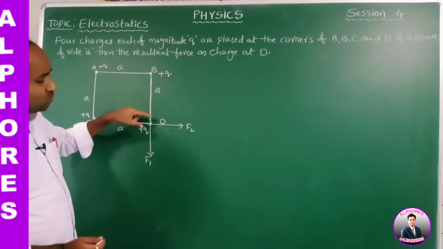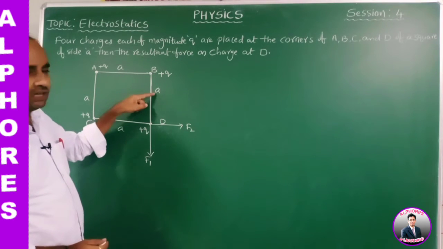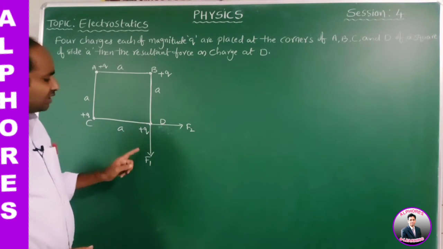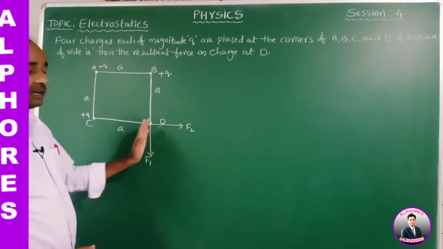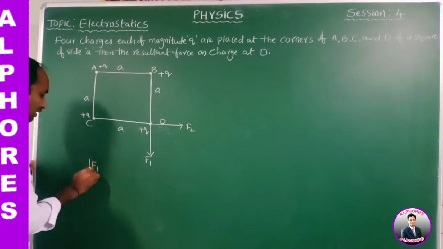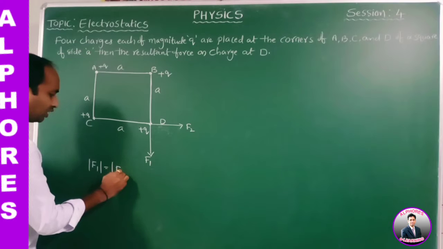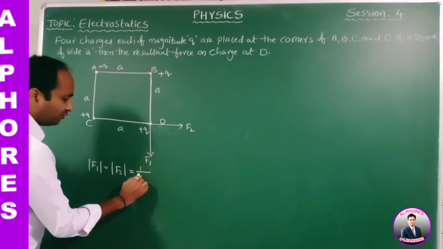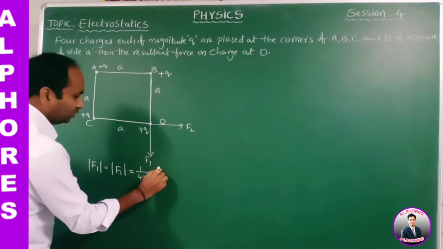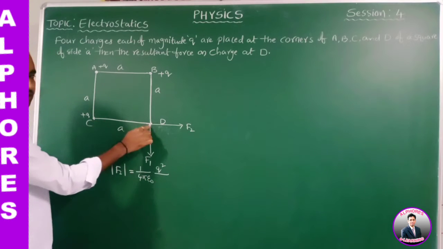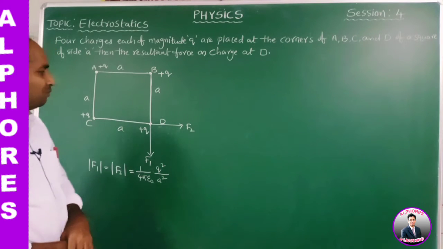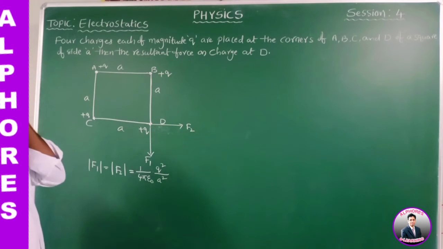Here these 2 charges are identical, separated by a distance a. Again here also, identical charges separated by a distance a. The magnitudes of F1 and F2 are equal, but they are at right angles. According to Coulomb's law, magnitude of F1 equals magnitude of F2 equals 1 by 4 pi epsilon naught, q into q, that is q square by r square. Here r is a, so it is 1 by 4 pi epsilon naught q square by a square. These two are at right angles to each other.